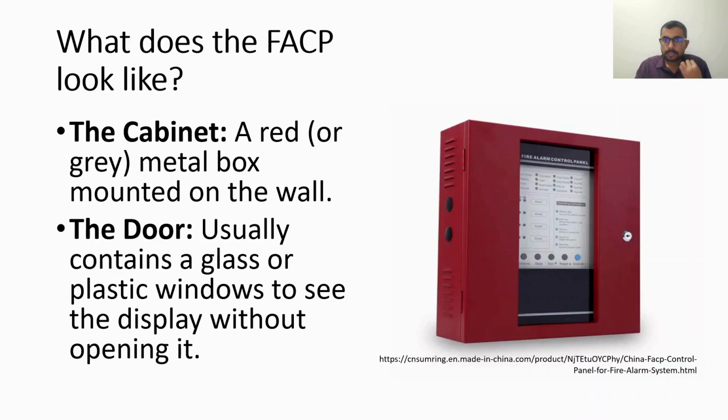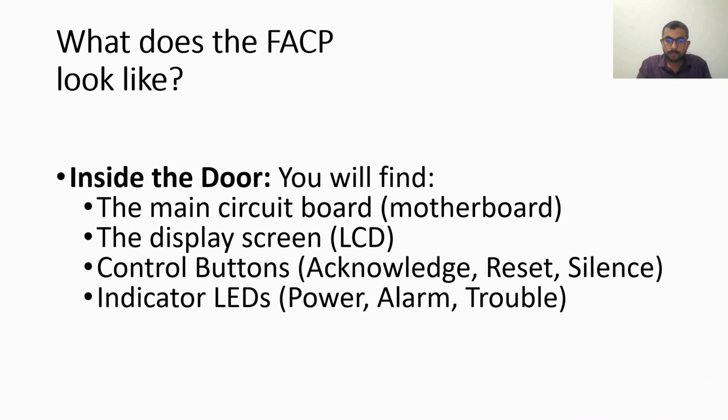The second item is the door. It normally contains a glass or plastic window so that you can see the displays without opening it. It has a transparent glass through which you can see either the annunciator or the LCD screen. So that is the door part. And then comes the last item, which is the internal components of the panel. Normally the internal components comprise the main circuit board, which is the motherboard.